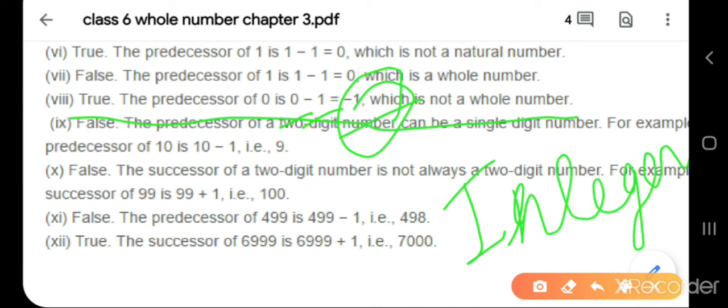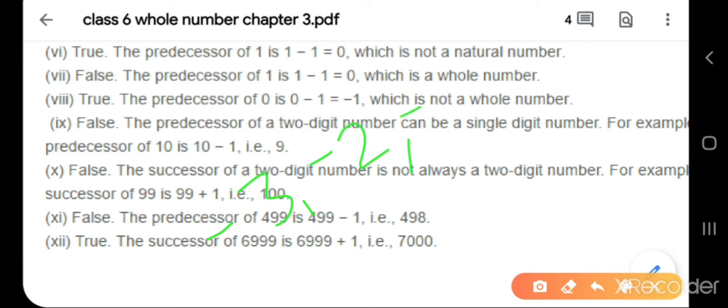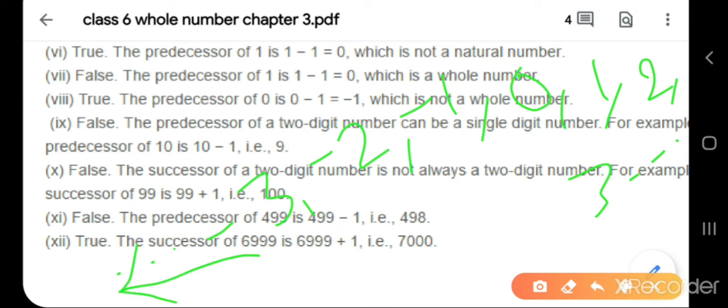Integers contain what? Integers contain negative numbers. Suppose -3, -2, -1, 0, 1, 2, 3. These dots denote that we can move in both directions, that is left and right, meaning there are infinite integers, but they must not be fractions. So the statement given in question number 8, that whole number 0 has no predecessor, is right. Let's see the next question.